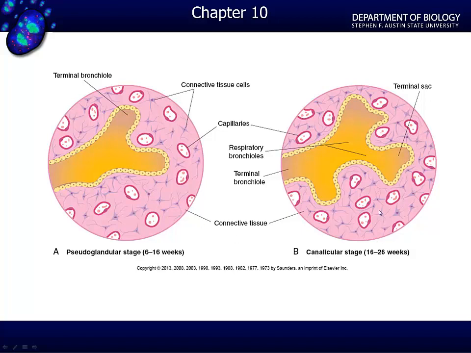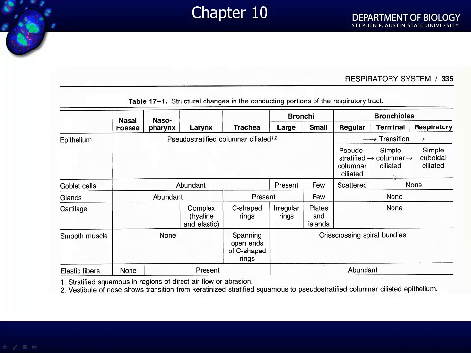Here in the canalicular period, you can see many more capillaries. You can see they're becoming more closely associated with the pathways. But it's out here in these terminal sacs where we need to see that close association of capillaries with a very thin membrane. And we just don't see a lot of that yet. So the survival at this point, we say, is very poor.